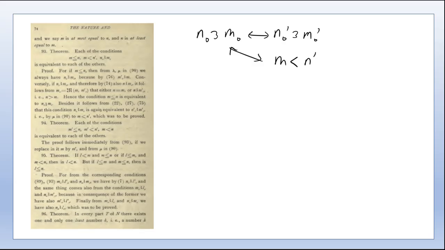So finally, not finished yet. I'm probably going to try to get up to theorem 97, I think, because then 98 is a definition, and I think I will take it from there in the next video. So 94. Each of the conditions n primed is at most equal to n, n primed is less than n primed, and m is less than n is equivalent to the others. This proof follows immediately from 93 if we replace in it m by n primed.